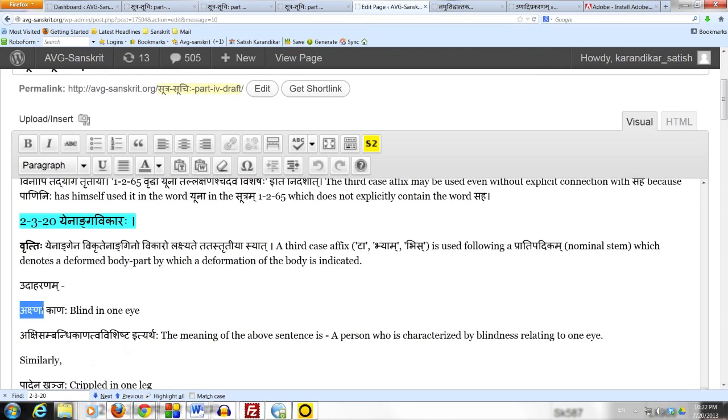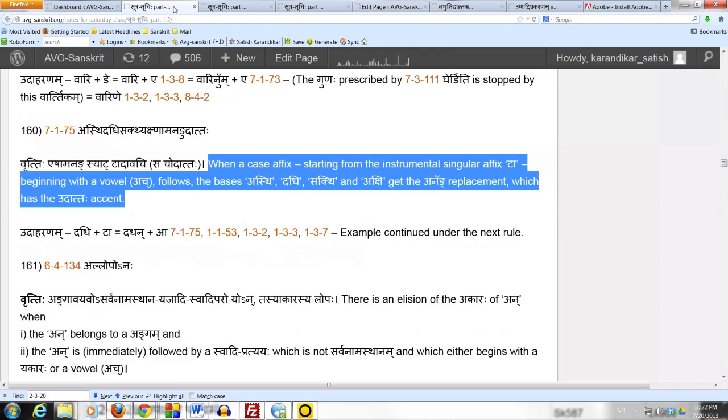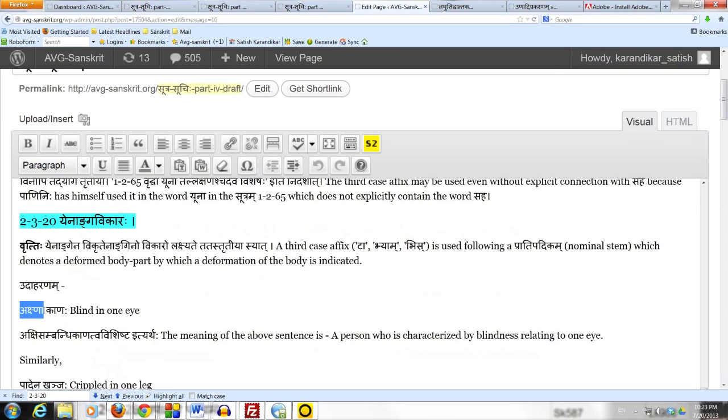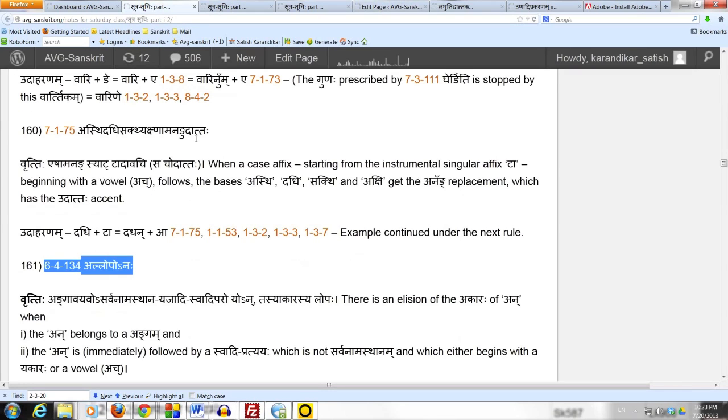After applying 6-4-134, allopo naha. Of course, right now we're not concerned about the derivation, but in case you're wondering how we got akshna as the tritiya ekavachanam of akshi, that's how it is derived using 7-1-75 followed by 6-4-134.